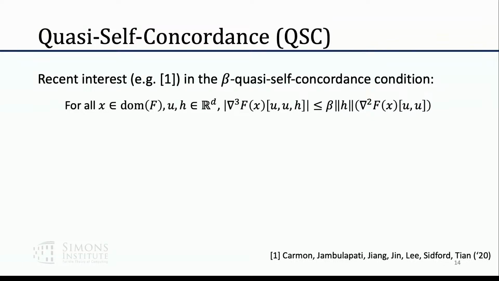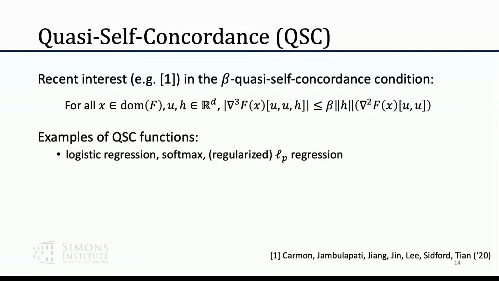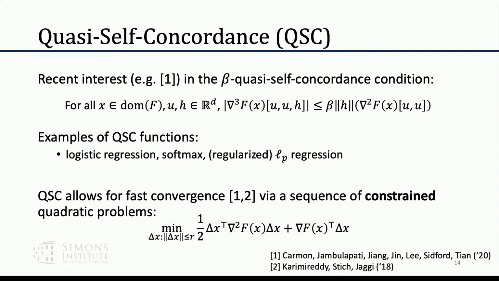For those for whom this is maybe less clear, basically we can think of this as some additional regularity condition analogous to something kind of like smoothness or higher order smoothness, right? That sort of just relates some derivatives in a particular way. Its implications are much clearer. So it turns out that all kinds of nice and important functions meet this condition, such as logistic regression, softmax, regularized LP regression.